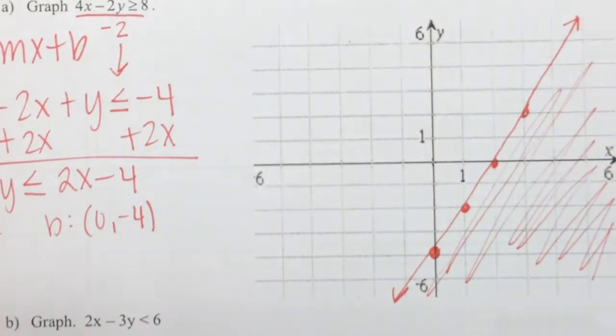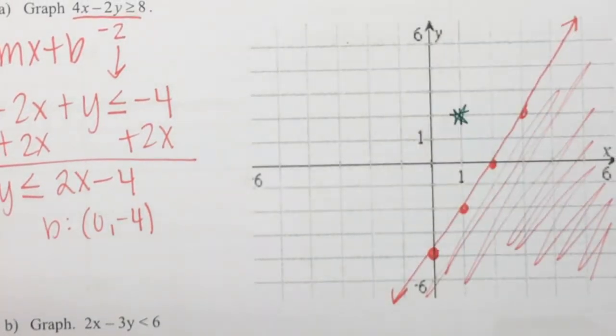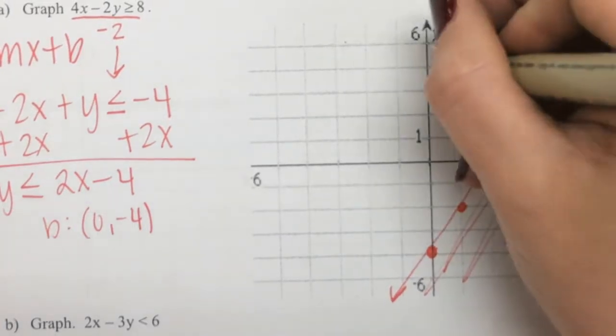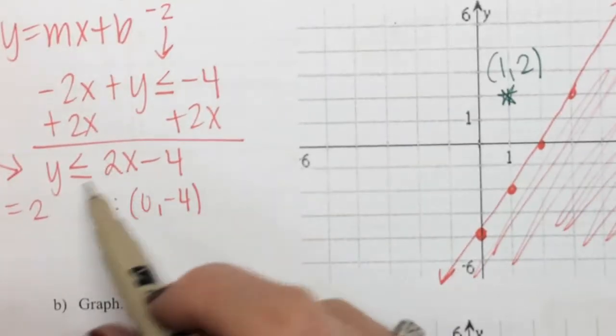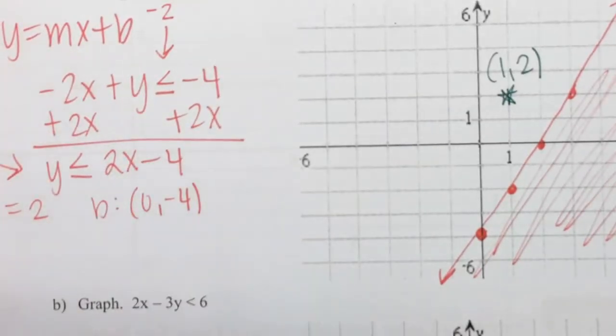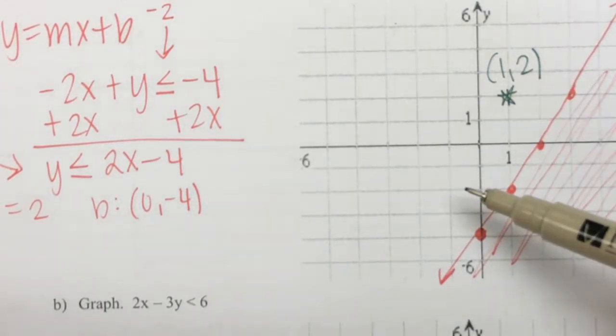And some people have trouble figuring out what's above and below the line, so I'm going to show you a way to check. Pick any point on the coordinate plane. 1, 2. That's right here. Draw a star on it. I'm going to plug 1, 2 into this formula, or you could do the original, either one. And if it doesn't work, if it's not true, and this one won't be, then we won't shade it.